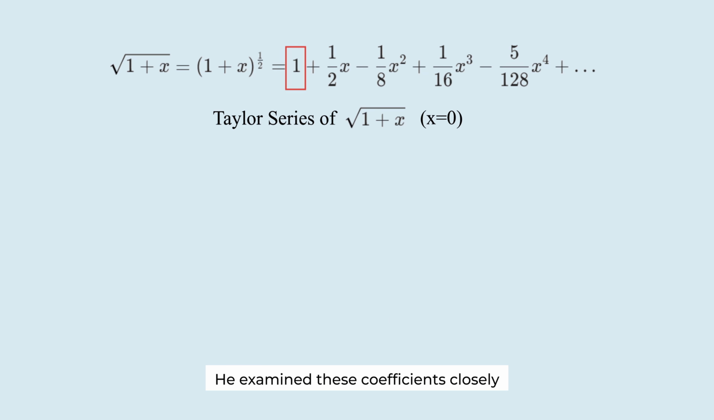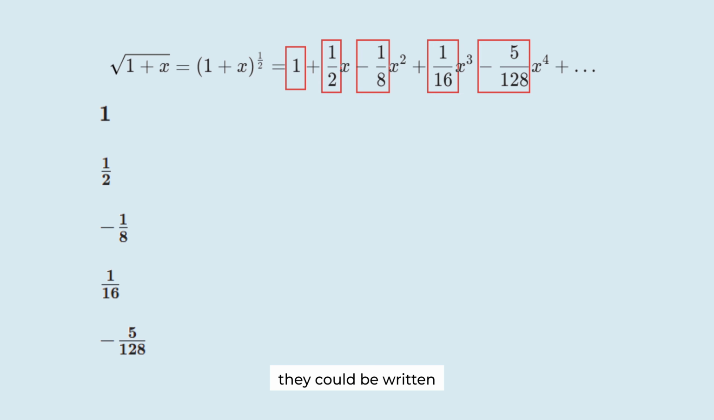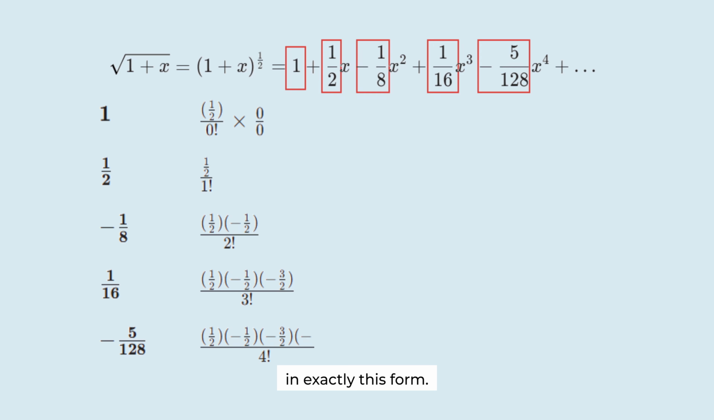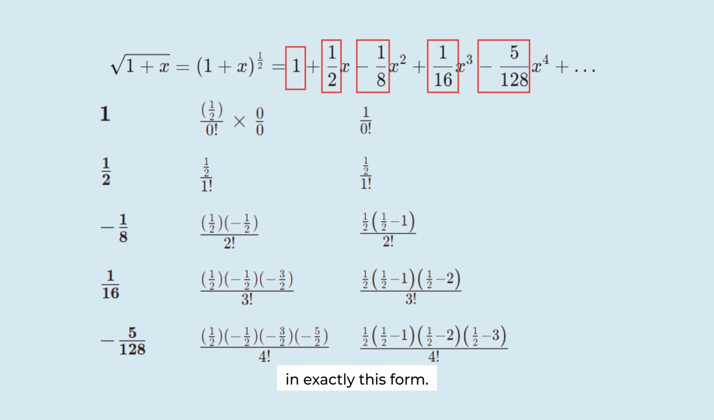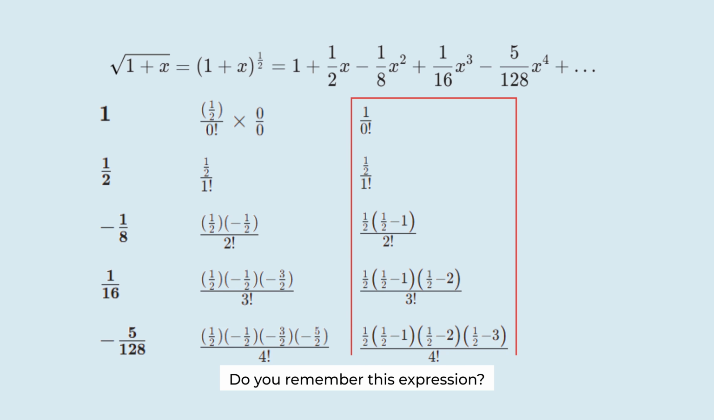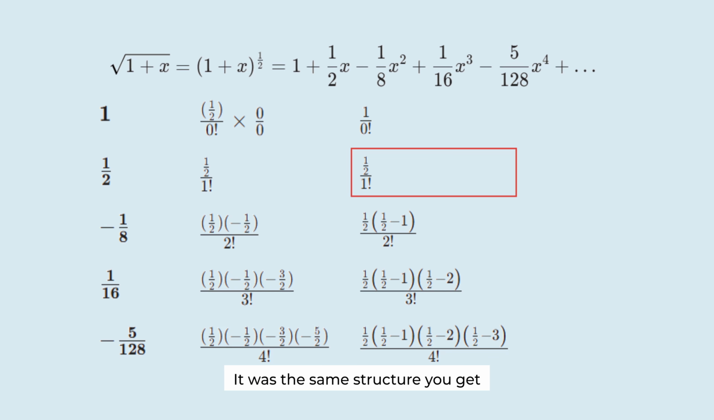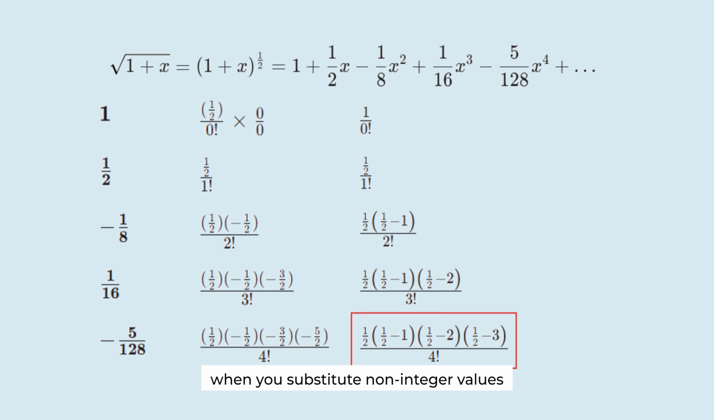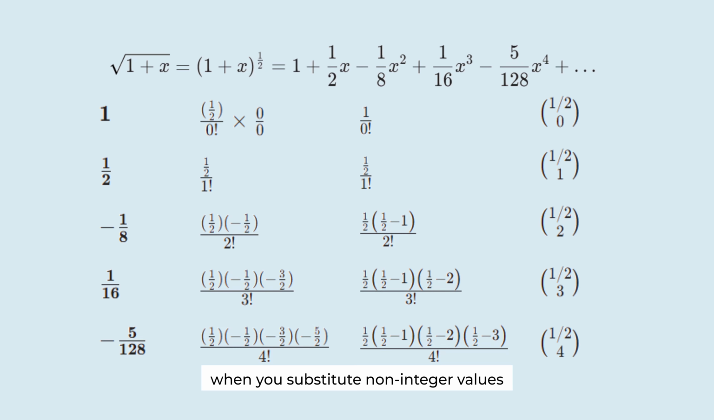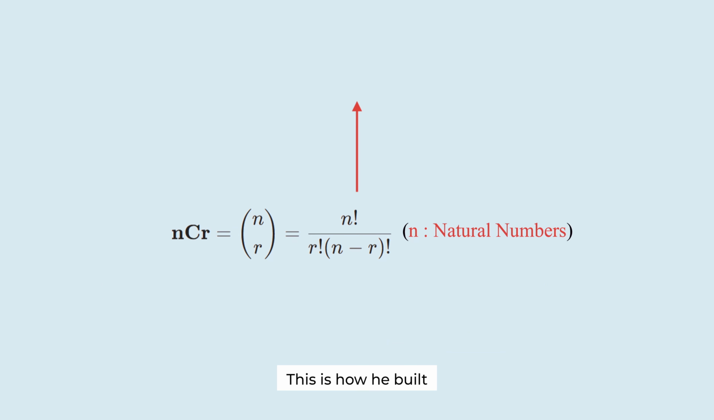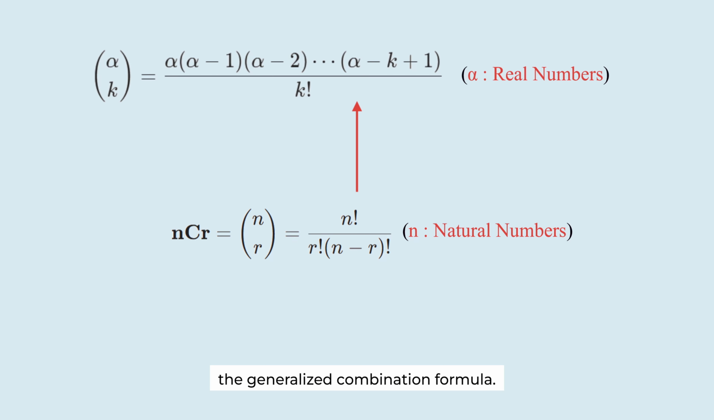He examined these coefficients closely and realized that they could be written in exactly this form. Do you remember this expression? It is a kind of combination formula. It was the same structure you get when you substitute non-integer values for n in the combination formula. N was no longer restricted to natural numbers. This is how he built the generalized combination formula.